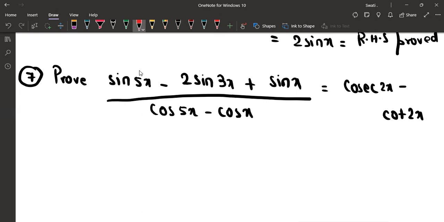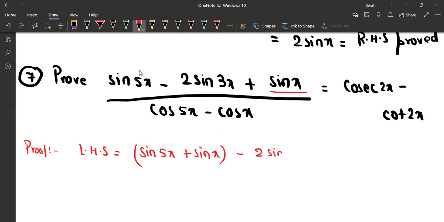So for that, of course, we will start from the LHS. On the LHS, I'm just going to rearrange the terms, which we can absolutely do. So it will become sin 5x plus sin x, which I'll write first in a bracket, and minus 2 sin 3x as it is. And in the denominator, we have the same thing, that is cos 5x minus cos x.